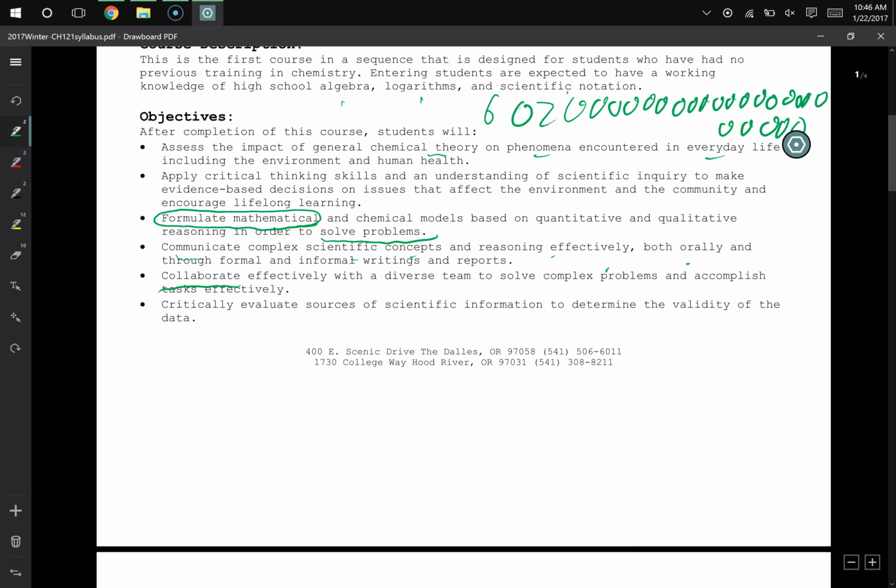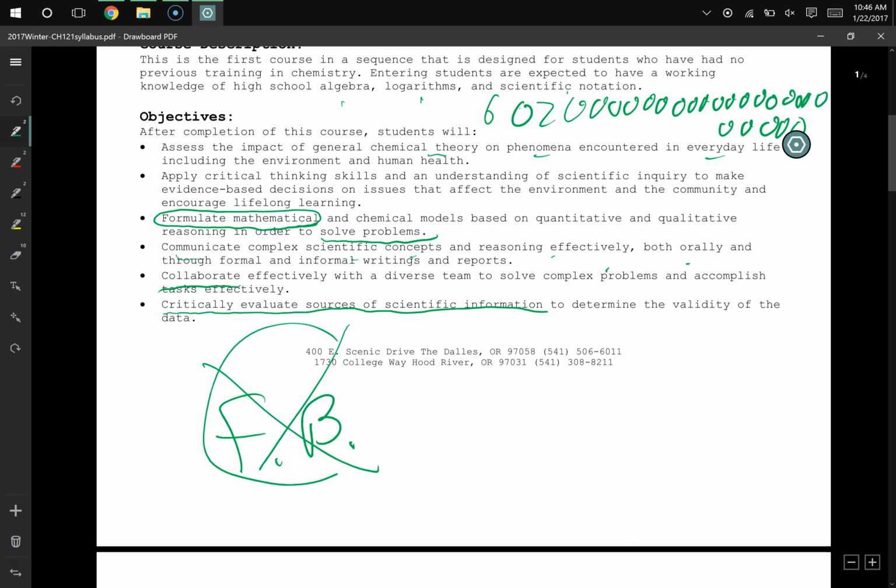And one of the most important portions of this class is to critically evaluate sources of scientific information. Facebook, not a source. Never a source.